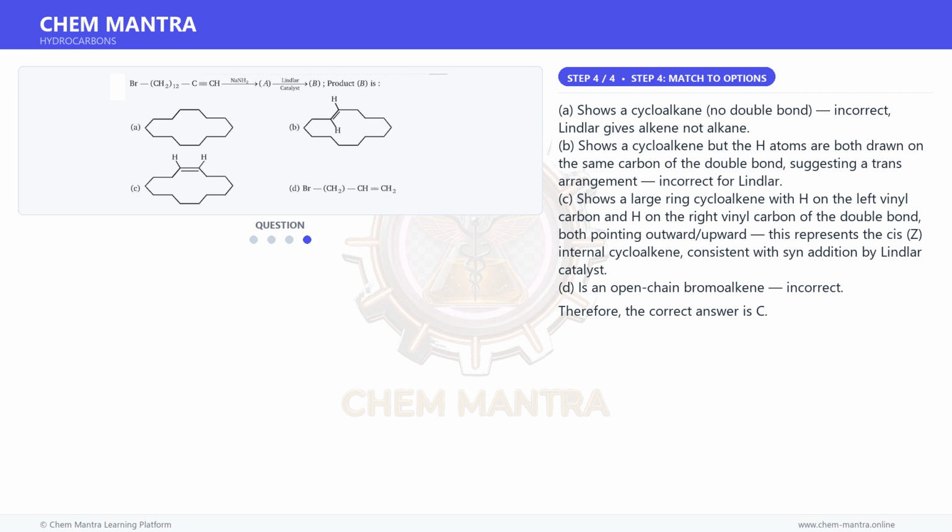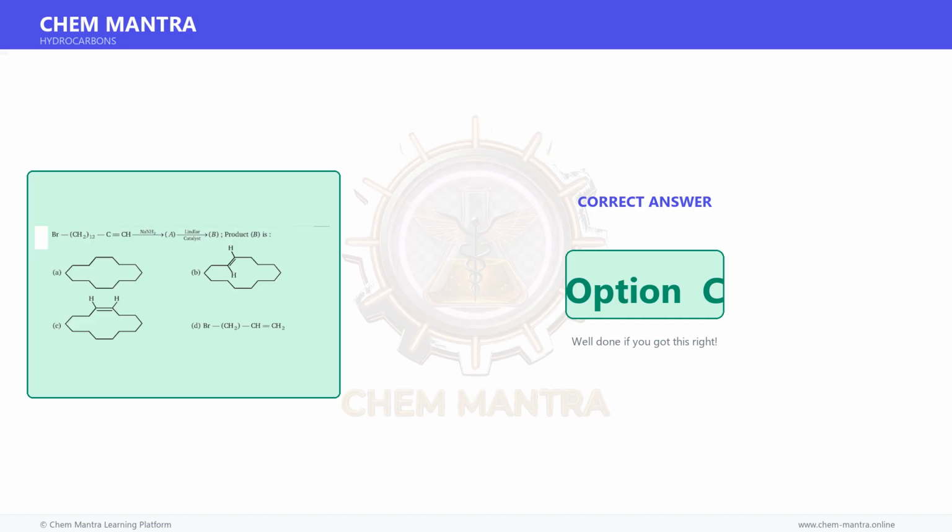C shows a large ring cycloalkene with H on the left vinyl carbon and H on the right vinyl carbon of the double bond, both pointing outward upward. This represents the cis-Z internal cycloalkene, consistent with syn addition by Lindlar catalyst. D is an open-chain bromoalkene, incorrect. Therefore, the correct answer is C. Therefore, the correct answer is option C.